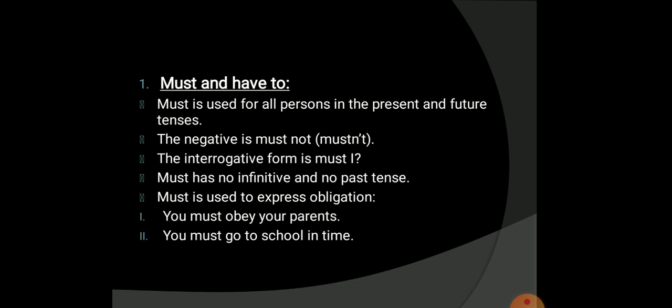So an example is: you must obey your parents. This line is in the present tense. When a person is telling another person in the present time, must is the modal used to support the line. You must go to school in time. So going to school in time is the action, and must is supporting this action that is going on in the present.